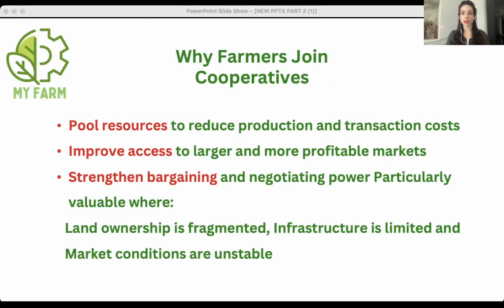In terms of why farmers join cooperatives, by pooling resources, cooperatives help members to reduce costs, access larger or, let's say, more profitable markets, and gain more negotiating power. Indeed, this makes them especially attractive in regions with fragmented land ownership, limited infrastructure, or unstable market conditions.